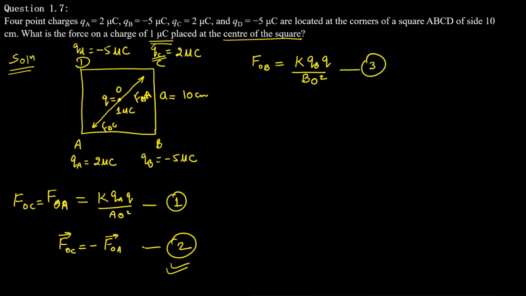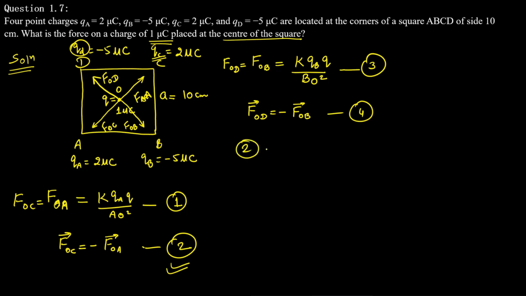And same way, if I talk about the force on this Q, means O due to QD, direction will be towards D, right? Yes, sir. So in this case again I can say the force on O because of B is equal to same in magnitude but opposite in direction to that of force on O because of D. So in vector form, F of OD is minus F of OB. Let's say this is equation number 4.